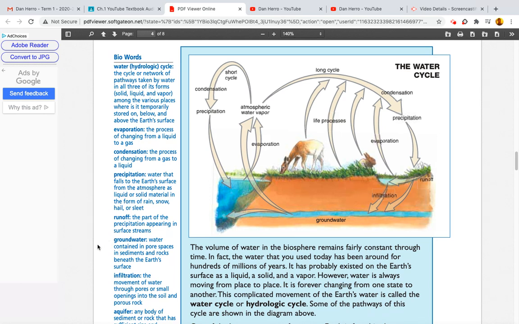This complicated movement of Earth's water is called the water cycle or hydrologic cycle. Some of the pathways of this cycle are shown in the diagram above.